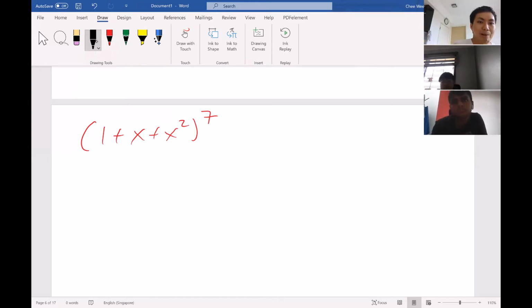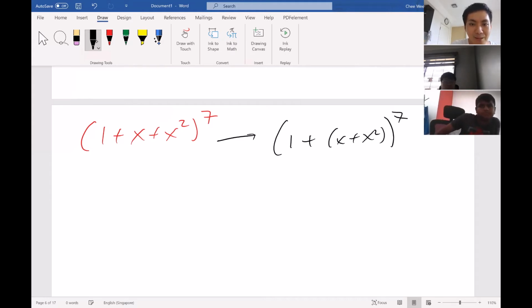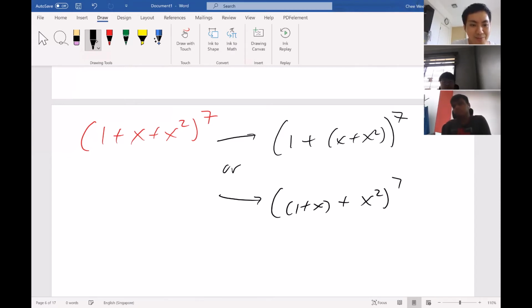So how to turn this into a binomial situation? There's only two ways. You can turn it into 1 plus x squared to the power of 7, or 1 plus x squared to the power of 7.